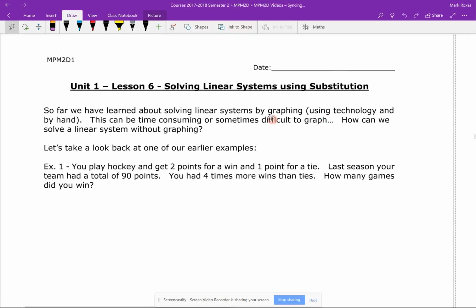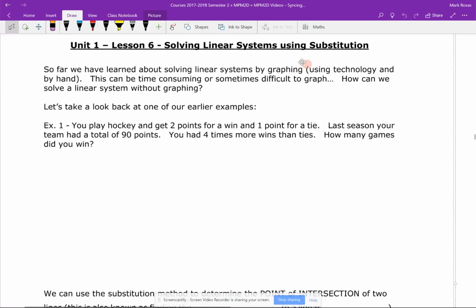So here's Unit 1, Lesson 6, Solving Linear Systems by Using Substitution. So far we've learned about solving linear systems by graphing, using either technology or by drawing the graphs by hand. But as you may have come to realize, it's time-consuming, and sometimes it's difficult to graph and even to locate the point of intersection, especially if your numbers are not whole numbers. So how can we solve a linear system without graphing?